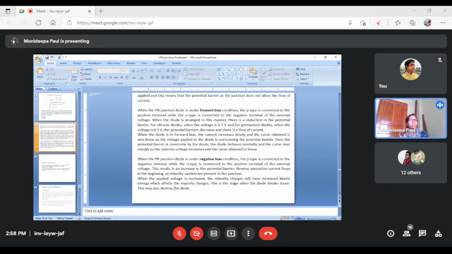Another diode is there, the Zener diode. The Zener diode operates only in the reverse bias condition. In the coming classes, I will discuss the Zener diode. But today, remember that we always connect a diode in the forward bias condition, because in the reverse bias condition, due to minority carriers, some current is flowing, but if you increase the external voltage, the diode will be damaged. When the applied voltage increases, the minority carriers gain kinetic energy and break the diode. This is the reverse bias condition.